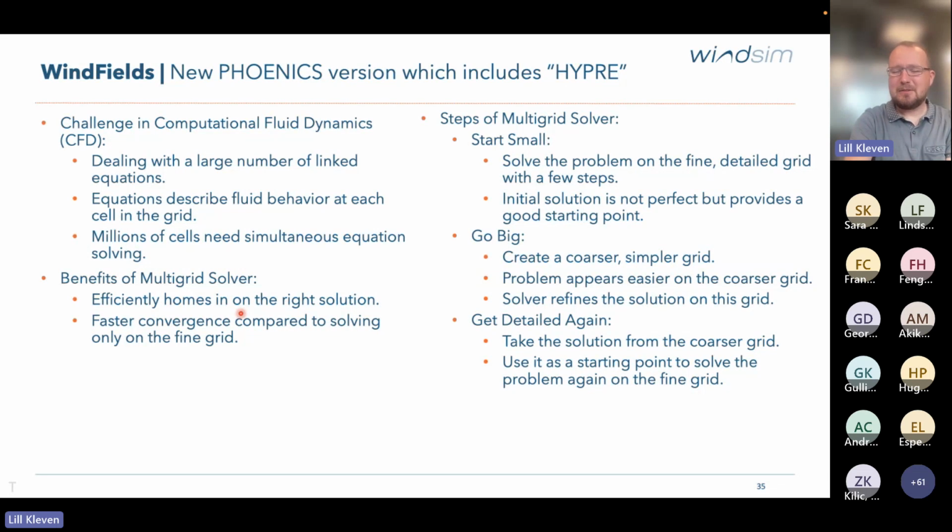Back and forth. It's a bit similar to what we had before with nesting, where you could run a coarse grid first and then use nesting to get a more detailed grid. But with multigrid, it does it automatically. So you should be able to solve it faster with fewer iterations.